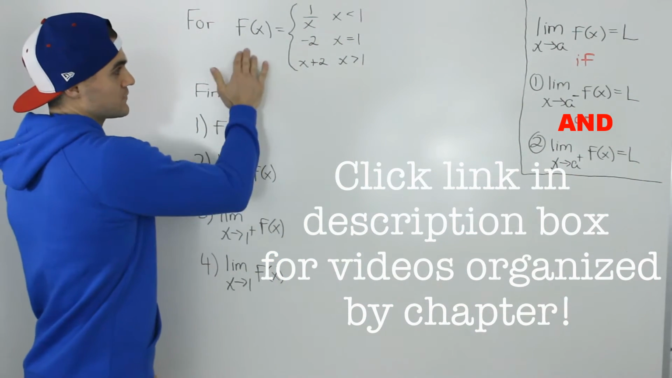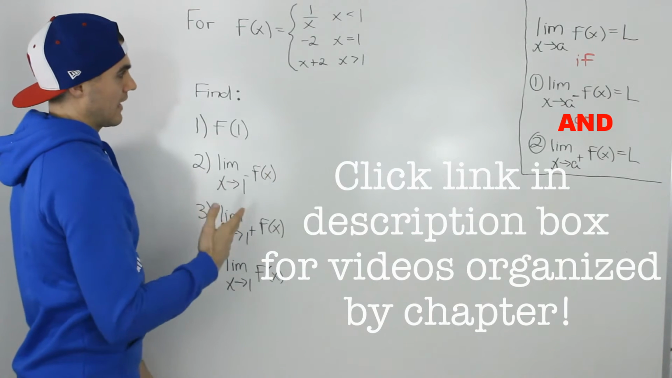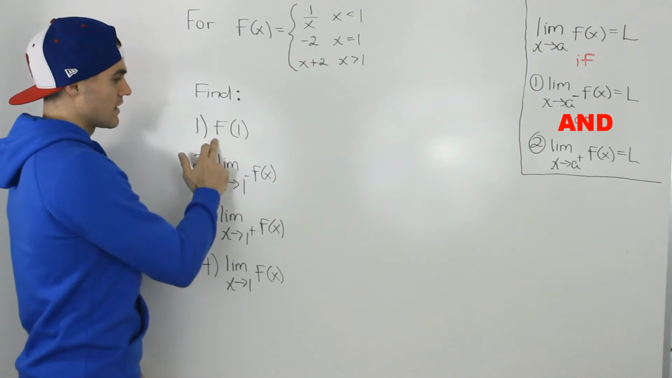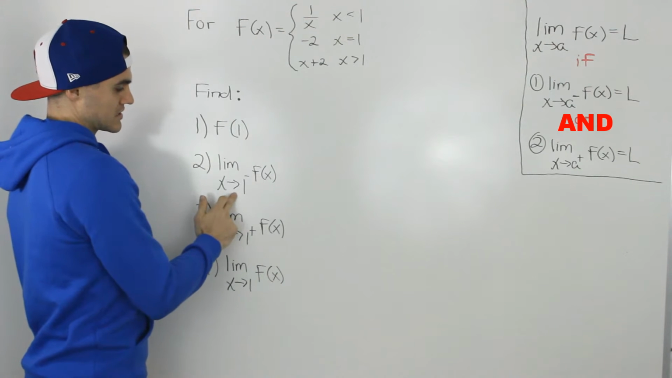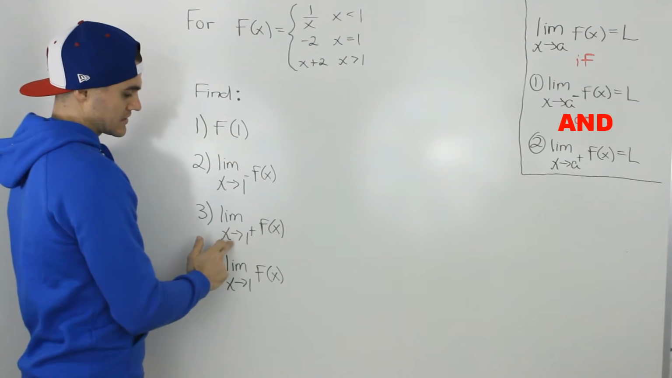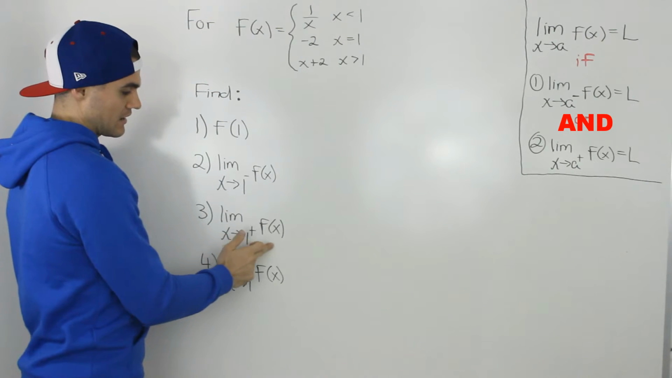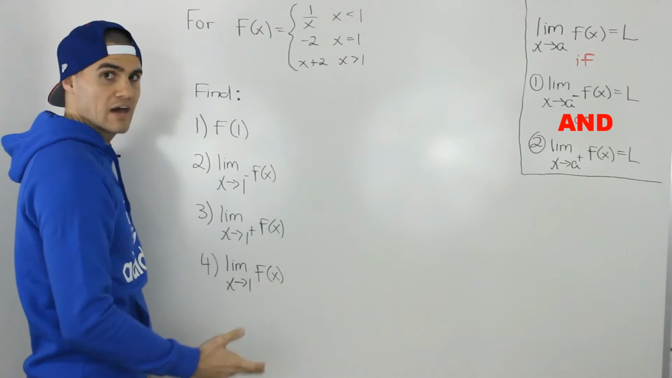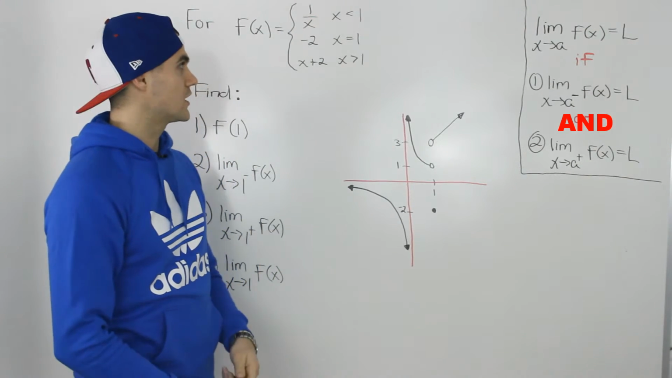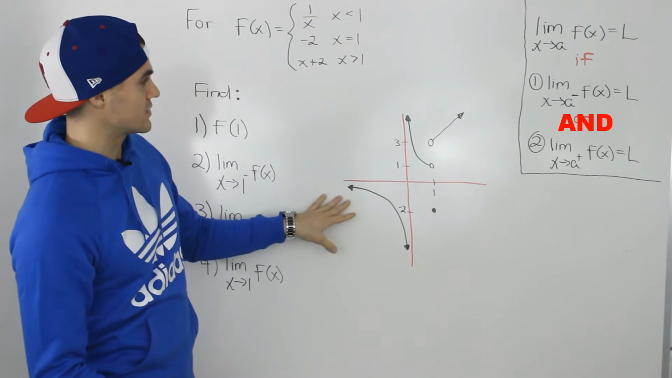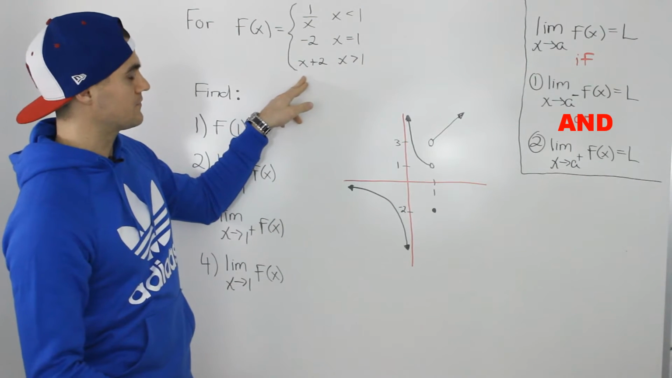We have this piecewise function f of x here, and from that piecewise function we have to find four different things. F of 1, the limit as x approaches 1 from the negative side of f of x, the limit as x approaches 1 from the positive side of f of x, and then the limit as x approaches 1 of f of x. And as I mentioned, whenever you get a piecewise function, you always want to try to graph it. So this represents the graph of this function here.